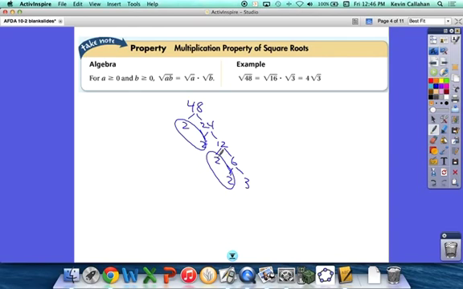Once you get into algebra, you're not going to be making factor trees. You need to be able to do this kind of thing. And a lot of this really comes down to, do you know your multiplication tables? Because if you do, it's easy.